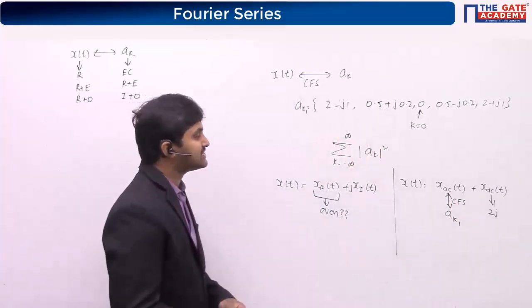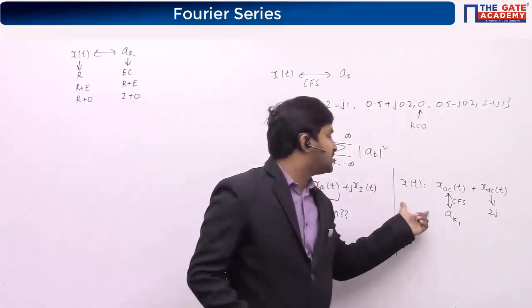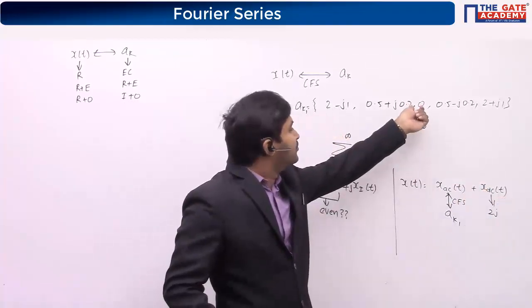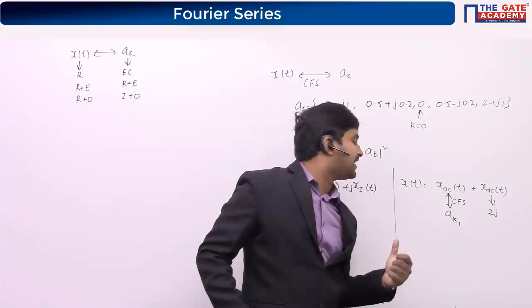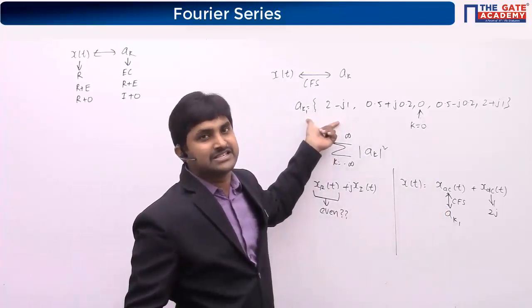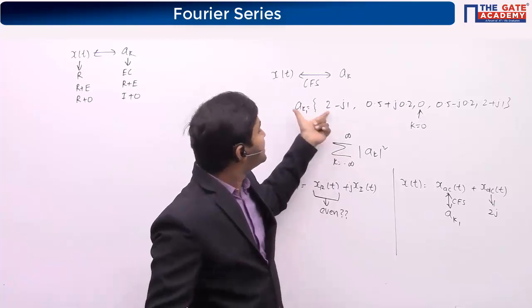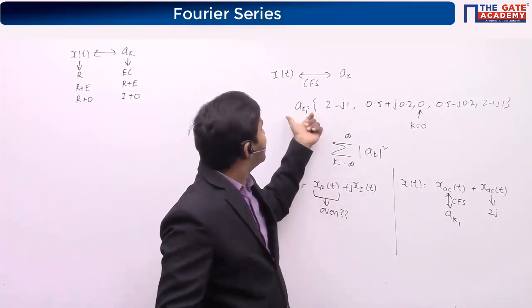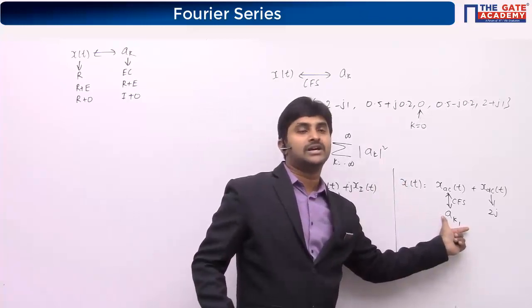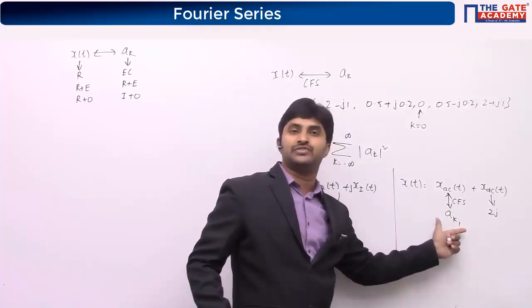So what I have done here is split the function into two parts. One is the AC component, the other is the DC component. I have removed the DC component and written it separately, and what is remaining is the AC component. For the AC component, I am writing the corresponding Fourier series coefficient as ak1.